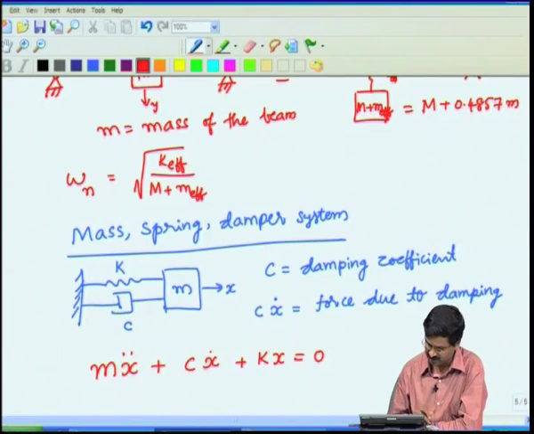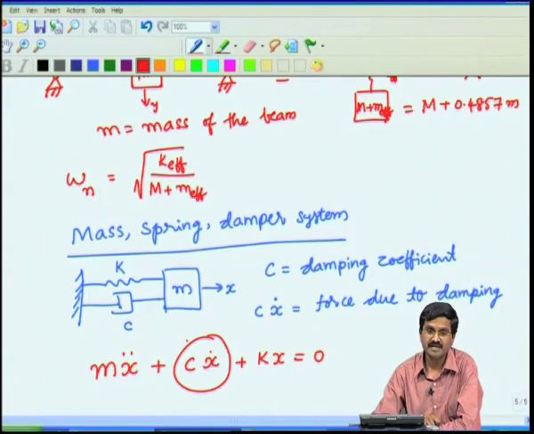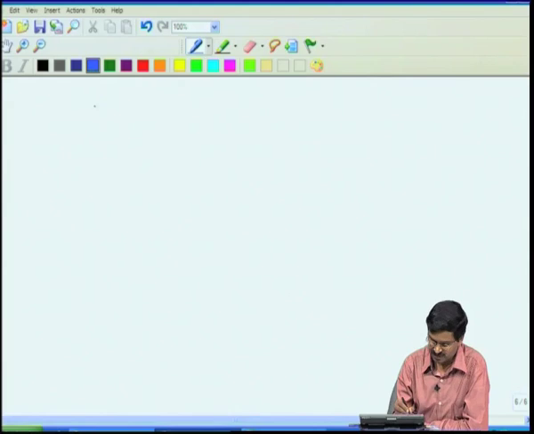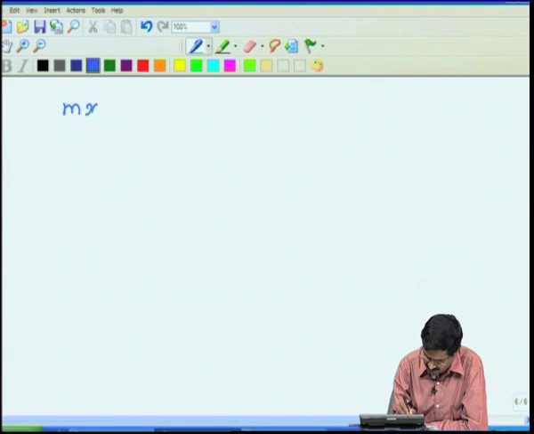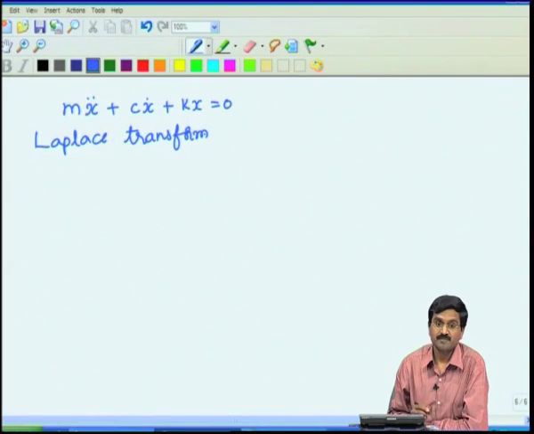Now, how do you solve this equation? When this term was not there, we just saw that sine and cosine were the solutions, but if they are there, now we need to find the solution. For this, the easiest way is to take the Laplace transform of this equation. Let us write the equation again, m x double dot plus C x dot plus k x equal to 0. If I take Laplace transform, I hope you are familiar with the concept of Laplace transform.